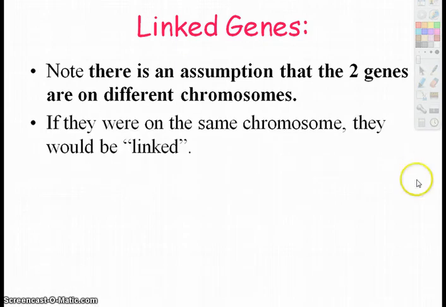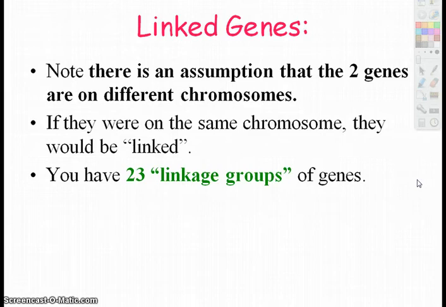Every time that we did a cross, we were assuming that the genes were on different chromosomes. In other words, you were flipping a coin separately for each separate trait. You flipped a coin for red, you flipped a coin for tall, you flipped a coin for square face or whatever. But the fact of the matter is, even though you have thousands of traits, thousands of genes, you don't have thousands of chromosomes. You only have 23.